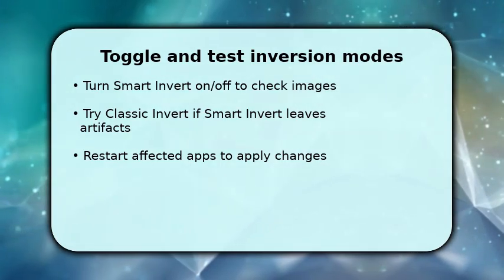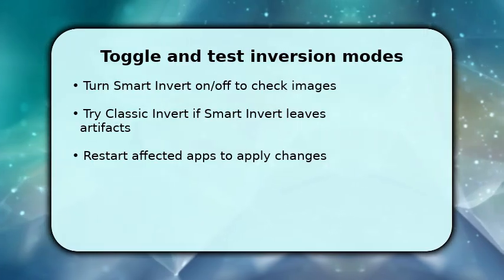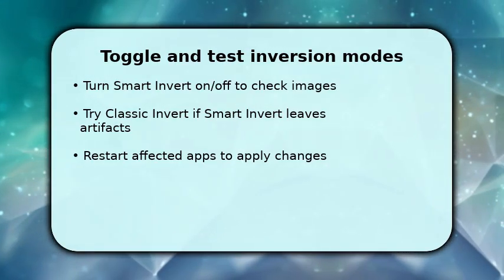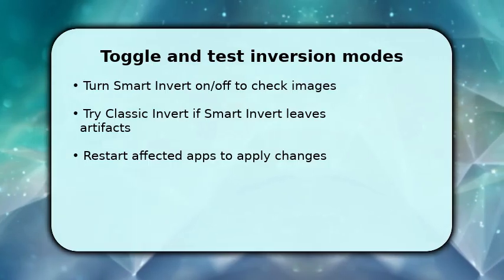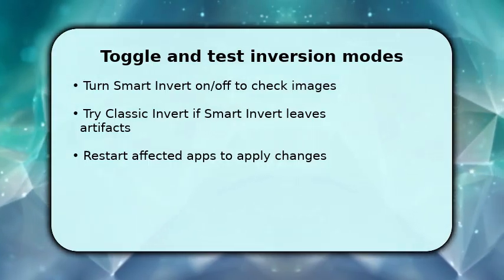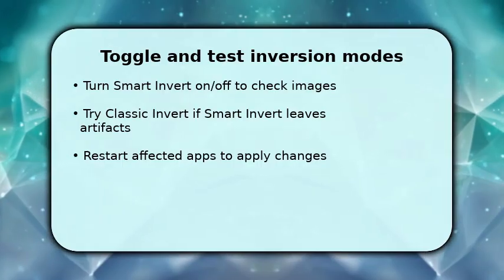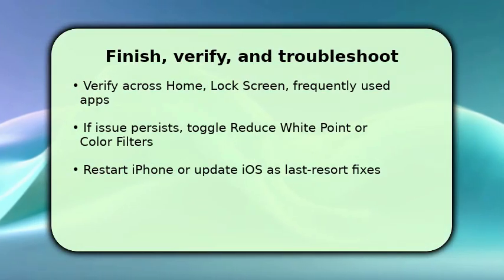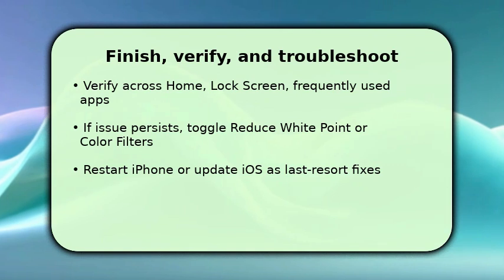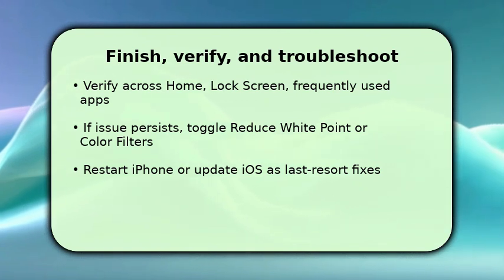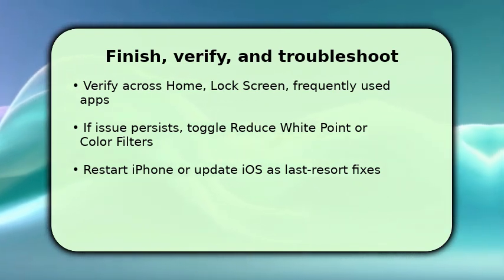Make sure to close and relaunch apps after changing settings so they refresh with the new color profile. If you use dark mode, note how inversion interacts. Adjust accordingly to get consistent visuals. To finish, walk through your home screen, lock screen, and a few core apps to confirm colors look normal. This verifies the fix across contexts.